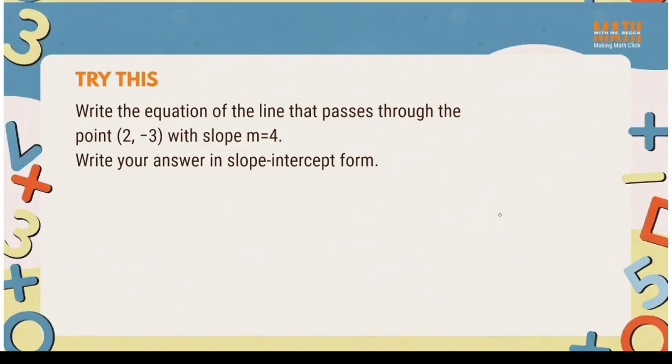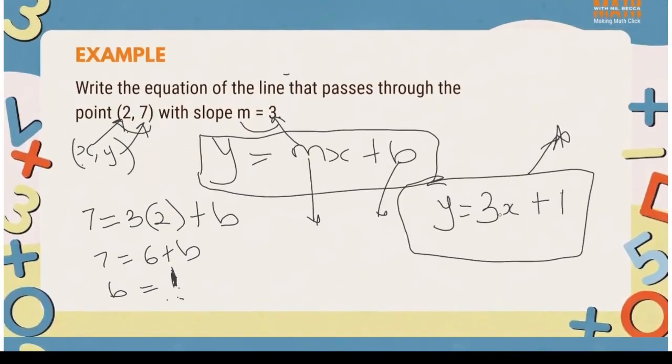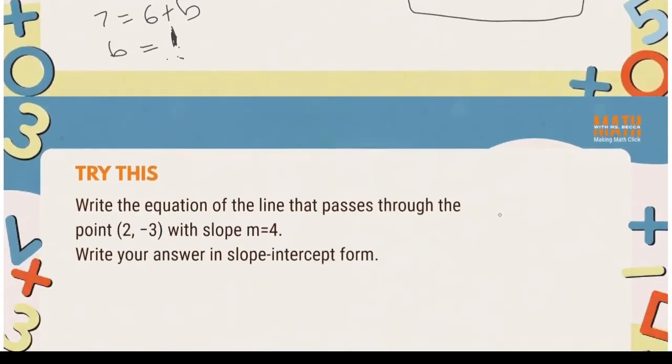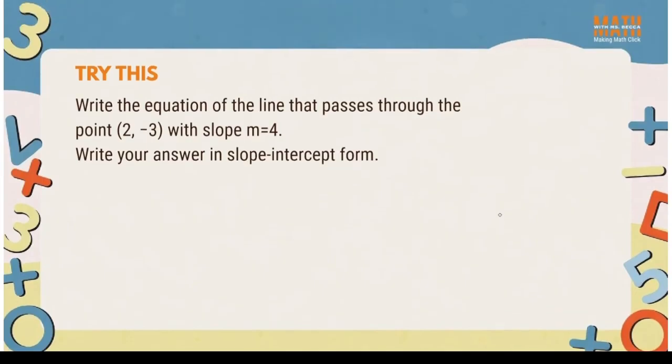Now, try this. Write the equation of the line that passes through the point 2, -3 with slope m equals 4. So write your answer in slope-intercept form. Don't forget the slope-intercept form is y equals mx plus b. So solve this one, pause this video, solve it, and put your answer in the comments.